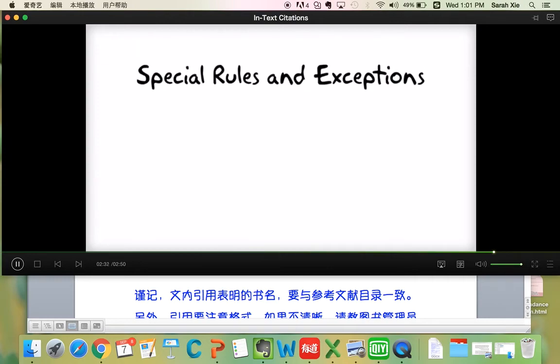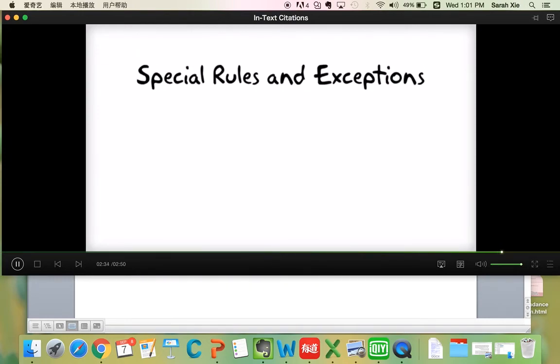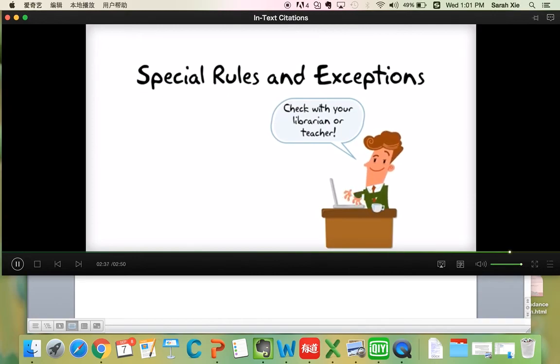There are special rules and exceptions for using in-text citations, so if you're unsure, check with your librarian or teacher, just in case.